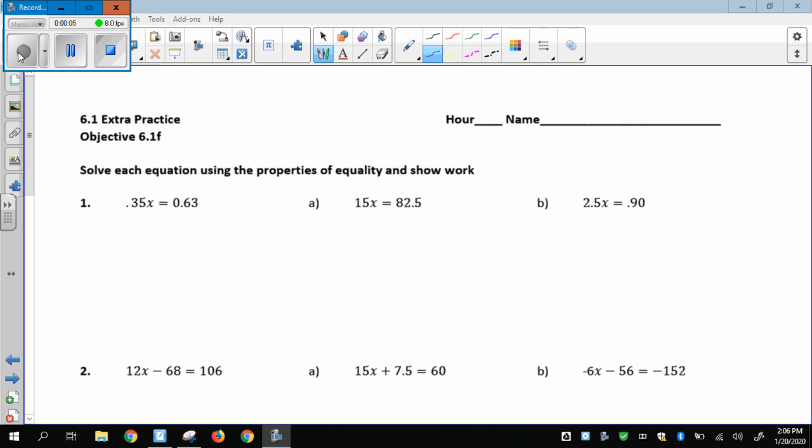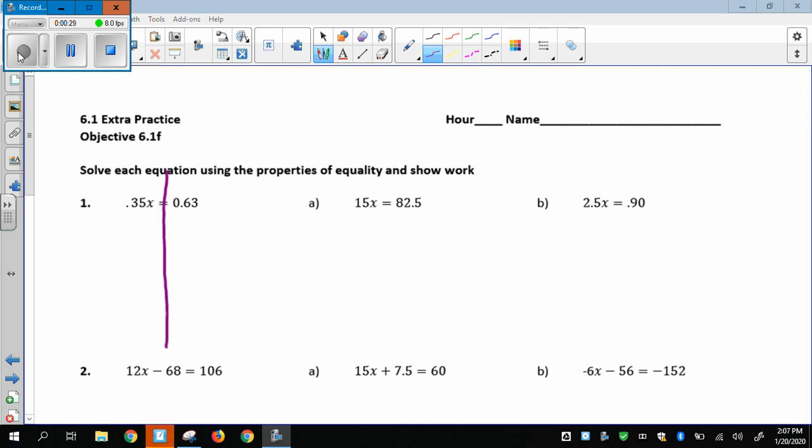Hermanson here again. We're going to do some practice on Objective 6.1F, solving equations. So we're going to use the balancing method here pretty much. The first equation, we have to figure out what number times 0.35 equals 0.63. Since we're using the balancing method, I'll put a line right there.